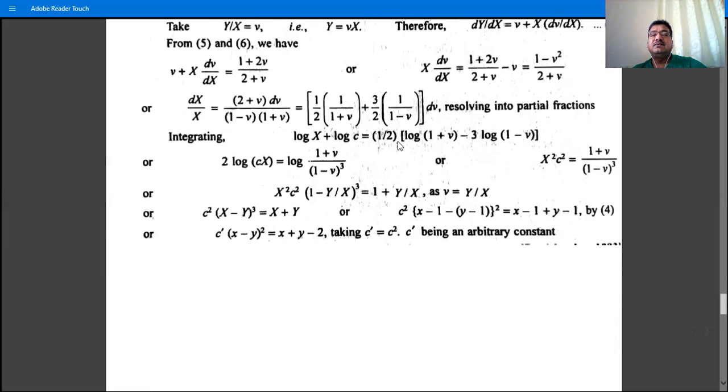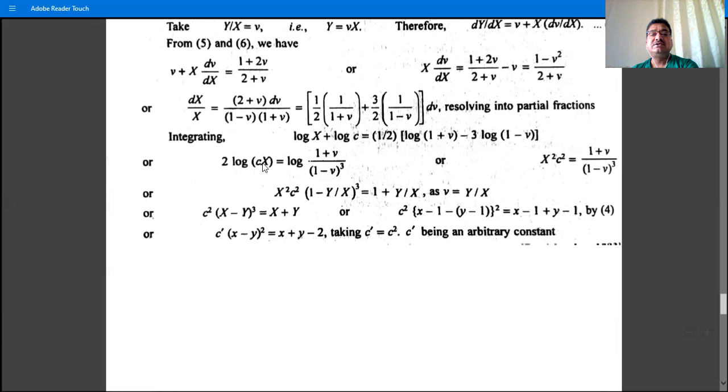So after simplification, we have log 1 minus v bracket cube, m log a is log a raised to m rule, log a minus log b is log a by b rule. So we have log 1 plus v divided by, taking this 1 half common from this, we have 3 at this place. So 1 half by taking 1 half common, and then log 1 plus v divided by 1 minus v bracket cube, and then it is log cx.